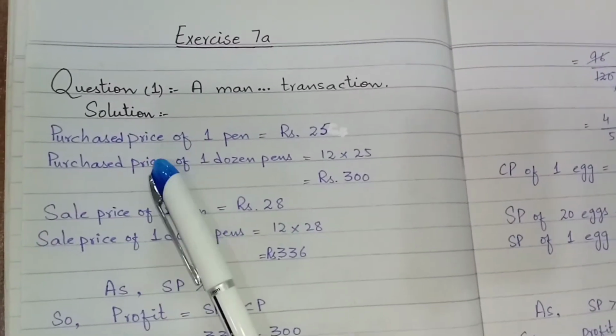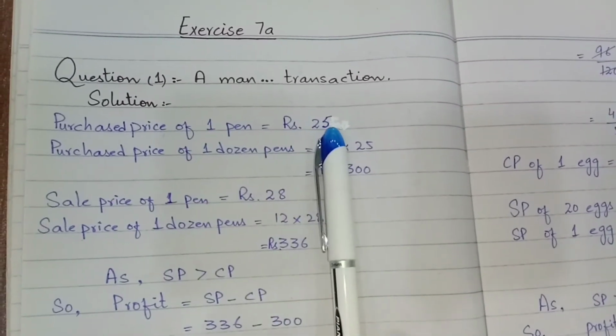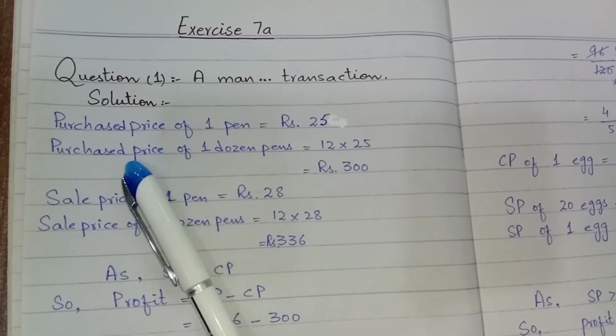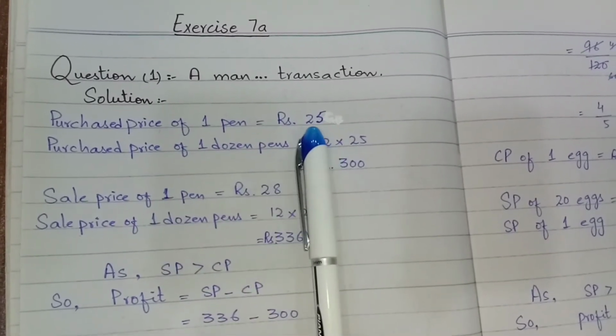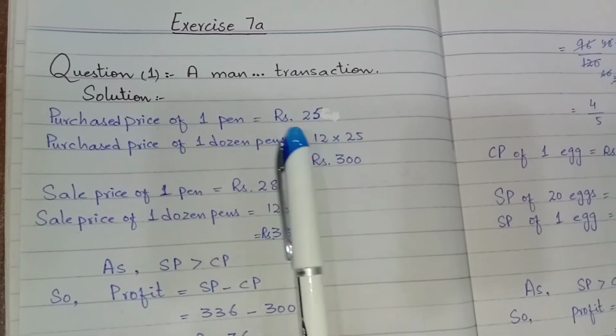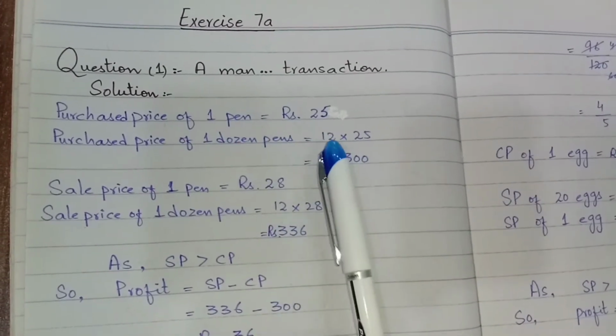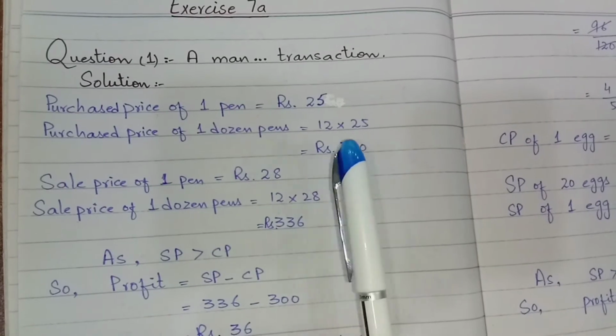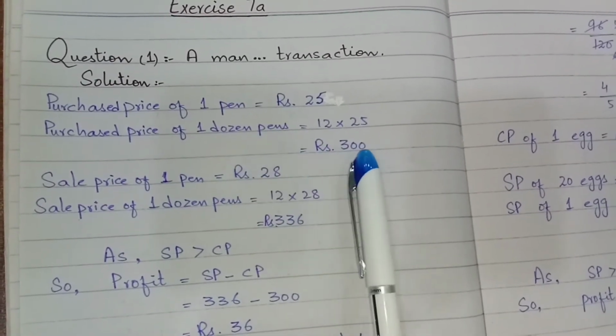So student, purchase price of 1 pen is ₹25 and he purchased 12 pens, meaning 1 dozen pens. So purchase price of 1 dozen pens is equal to 25 multiplied by 12, because in 1 dozen there are 12. So when we multiply 12 by 25, we get ₹300. So the price of 1 dozen pens is ₹300.